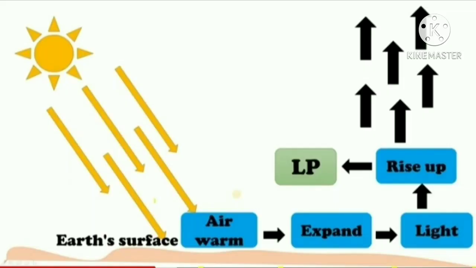When sunlight falls on the earth, the air present on the earth's surface absorbs the heat energy. It becomes lighter and rises up. Rising up is nothing but the property of air we know: hot air is lighter, so it rises up. When it rises up, it creates an empty space. In this empty space, the air pressure is very low, creating a low pressure area.